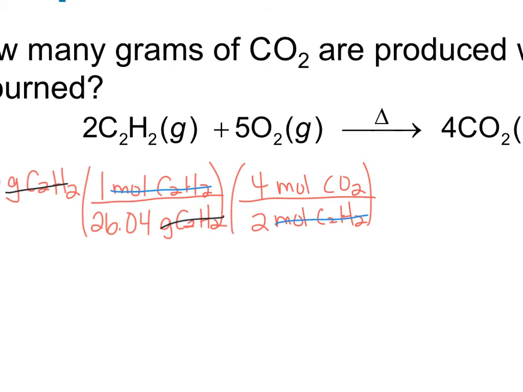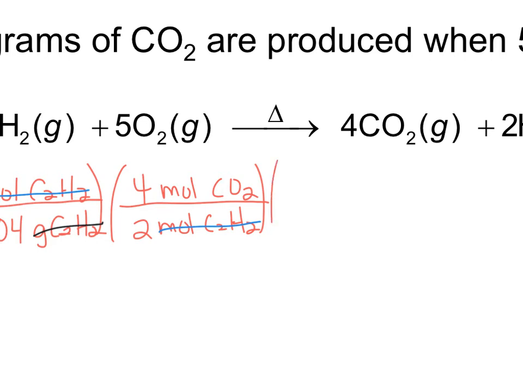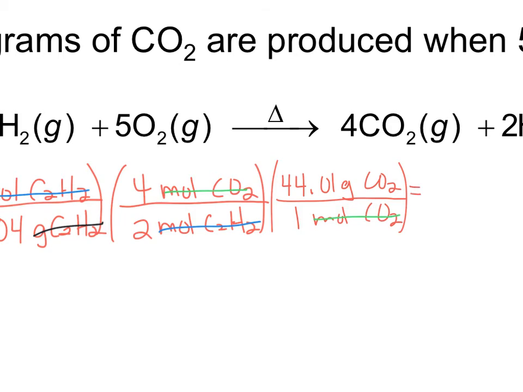Then the last conversion factor is going to be the molar mass of CO2. So go from moles of CO2, get rid of moles, and we want grams. So this time I'm going to put the molar mass on the top so that I can get the grams. So I'm going to put 44.01 grams of CO2 over 1 mole of CO2. So now moles of CO2 cancel, giving me the grams of CO2, which is what I wanted.